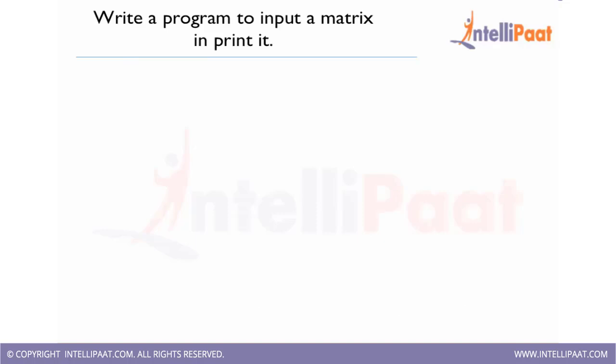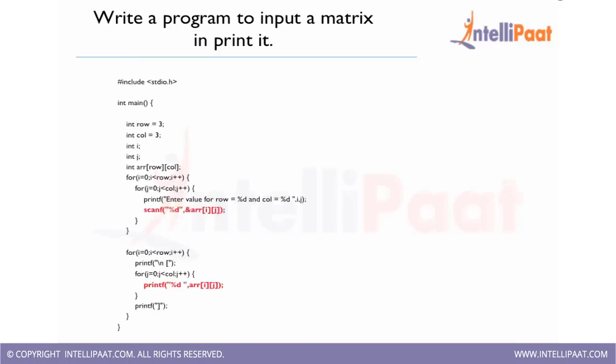Write a program to input a matrix and print it. So we will be getting the value of each and every element of a matrix. A matrix is nothing but a two-dimensional array where rows and columns are specified. So here we are specifying row and column to some value, and then we will be inputting each and every element of the matrix from the user and printing it. So this is how the program will look.